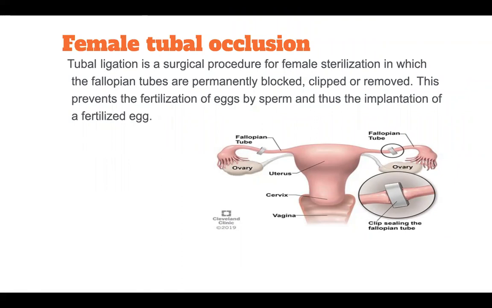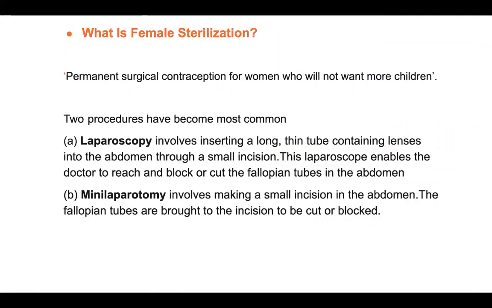Tubal ligation is a surgical procedure for female sterilization in which the fallopian tubes are permanently blocked, clipped, or removed. This prevents the fertilization of eggs by sperm and thus the implantation of a fertilized egg. What is female sterilization? Permanent surgical contraception for women who will not want more children.